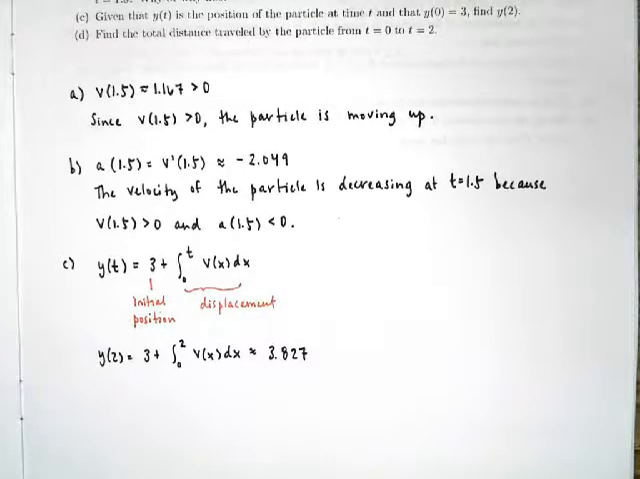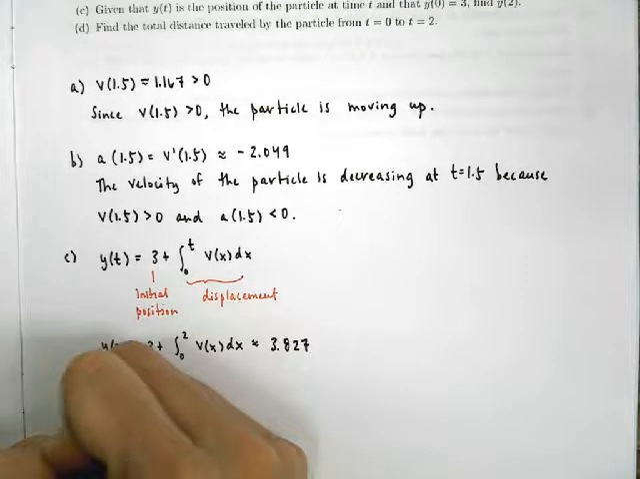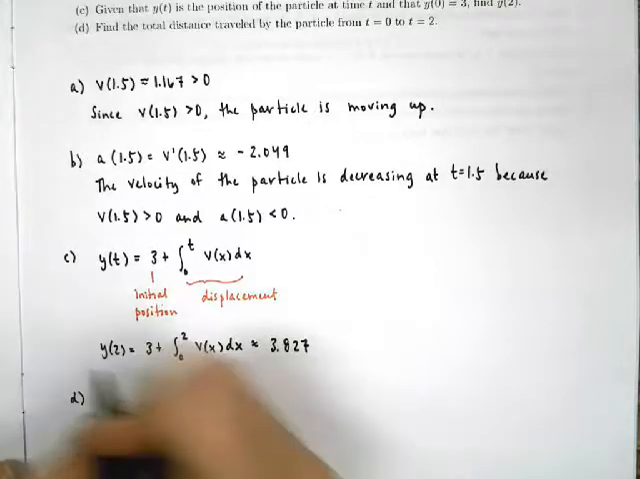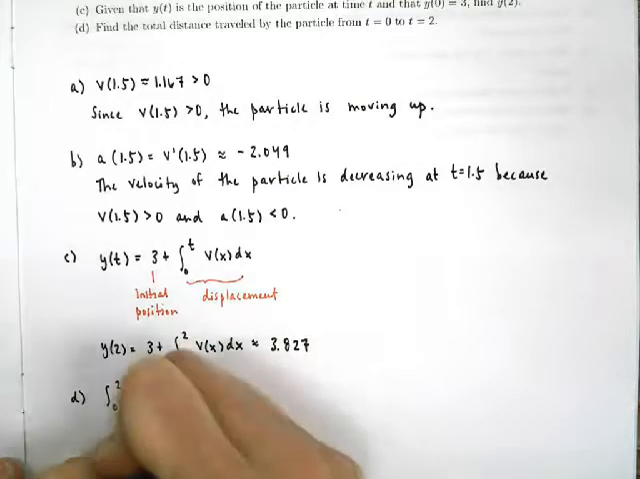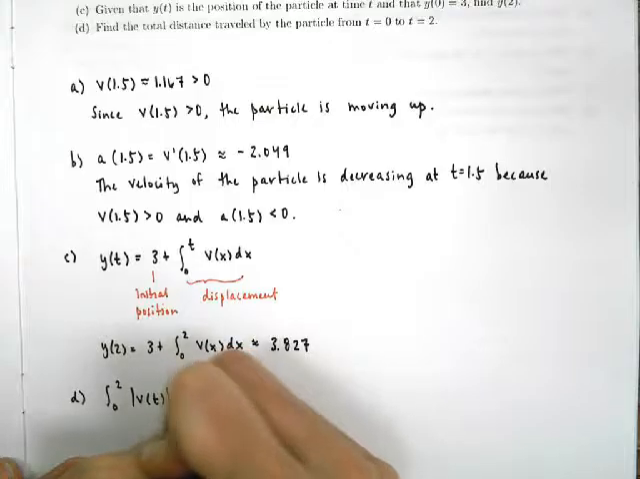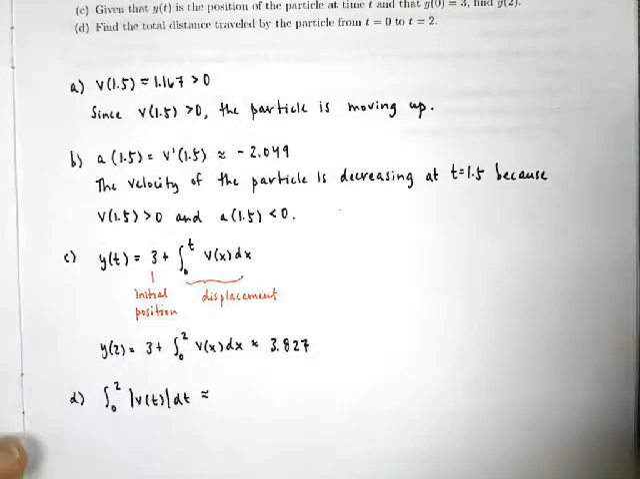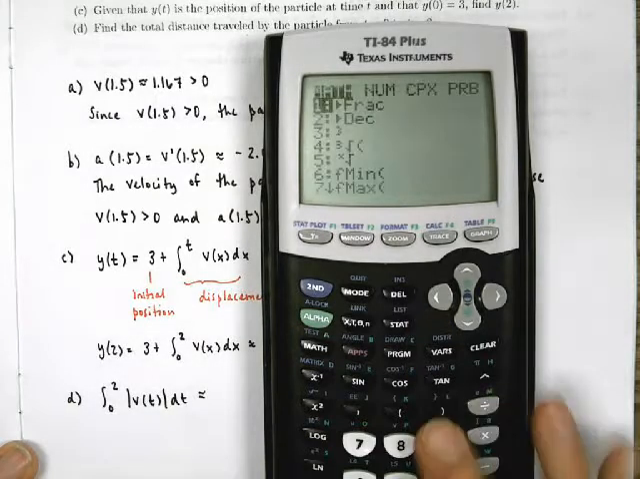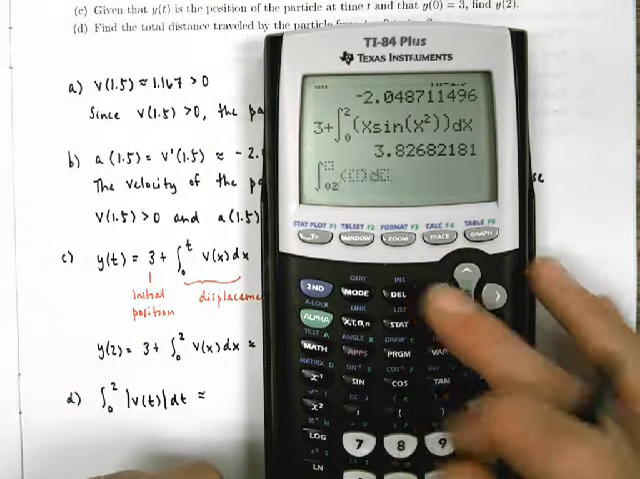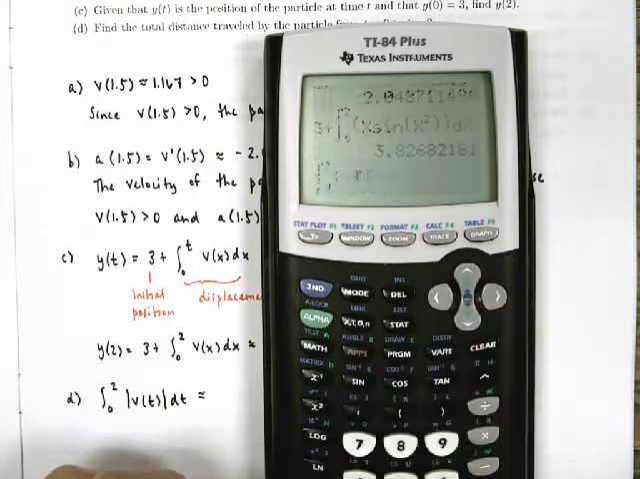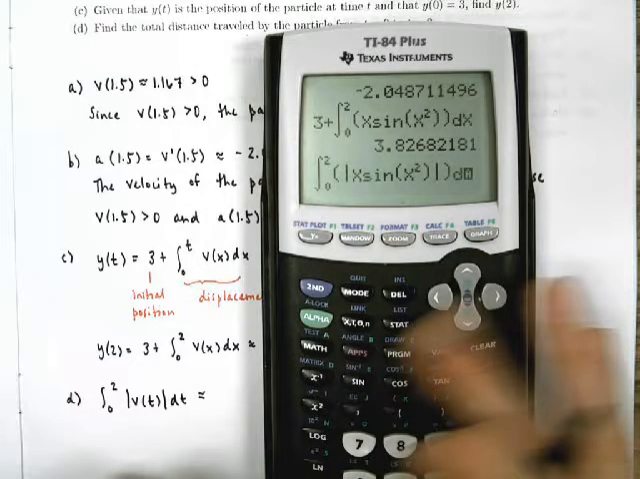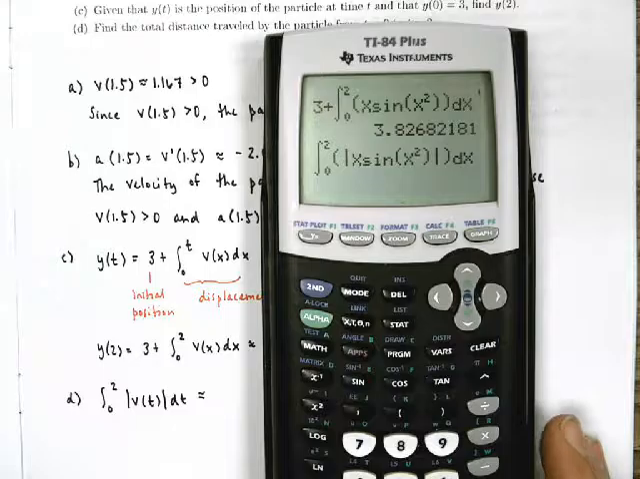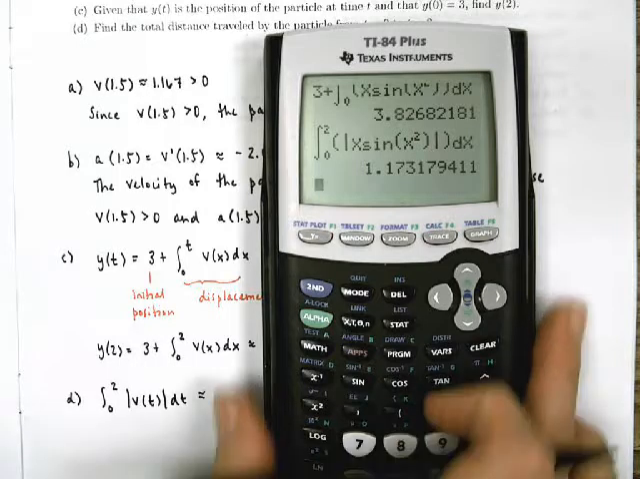Okay, so for the last part, now we want the total distance traveled by the particle. So now remember, we said to get the total distance traveled, we're going to integrate the absolute value of our velocity function. So I'm going to do the integral from 0 to 2 of the absolute value of v of t dt. And again, that's just going to be an easy thing to put in our calculator. So math 9, we're going to 0 to 2. We're going to use our absolute value, and then x sine of x squared dx. And so our total distance traveled is 1.173.